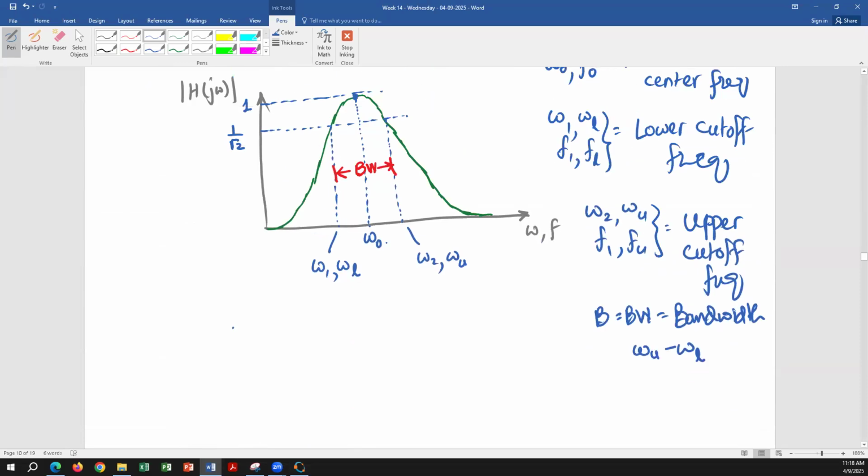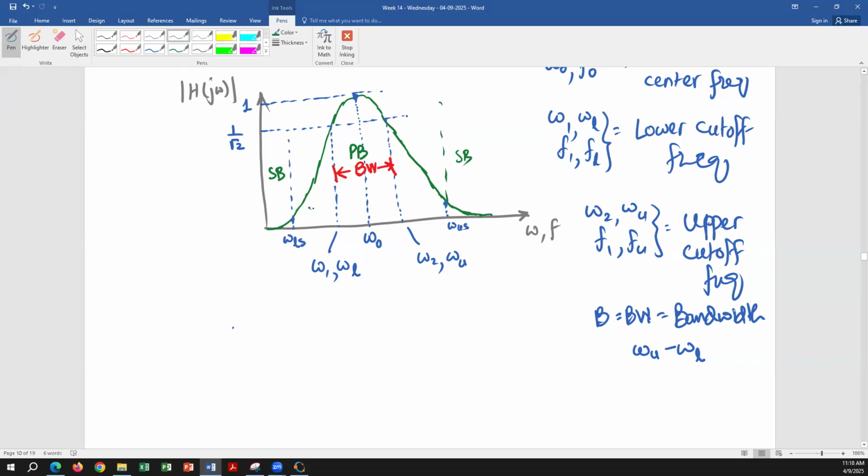You have, of course, the pass band, which is over the bandwidth. So this is your pass band over the bandwidth. And then on the lower side you have a stop frequency somewhere over here, let's say. And on the upper side you have the stop frequency, omega lower stop and omega upper stop. So that's going to be a stop band on the lower side, and that's going to be a stop band on the upper side.